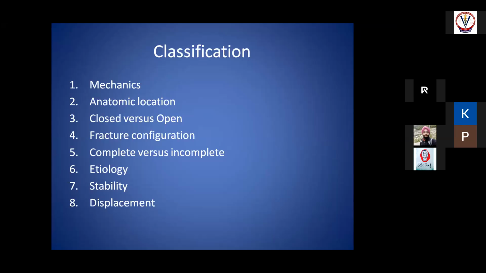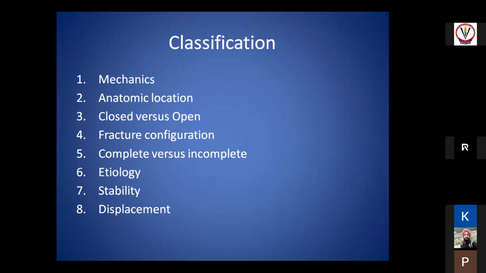Closed is the one where the bone fragments are not exposed to the external environment, where the skin above the bone is intact. Whereas an open fracture, also called a compound fracture, is the one where there is a loss of skin and there is exposure of the bone to the outside environment. This is how we classify based upon the extent of injury to the soft tissue.